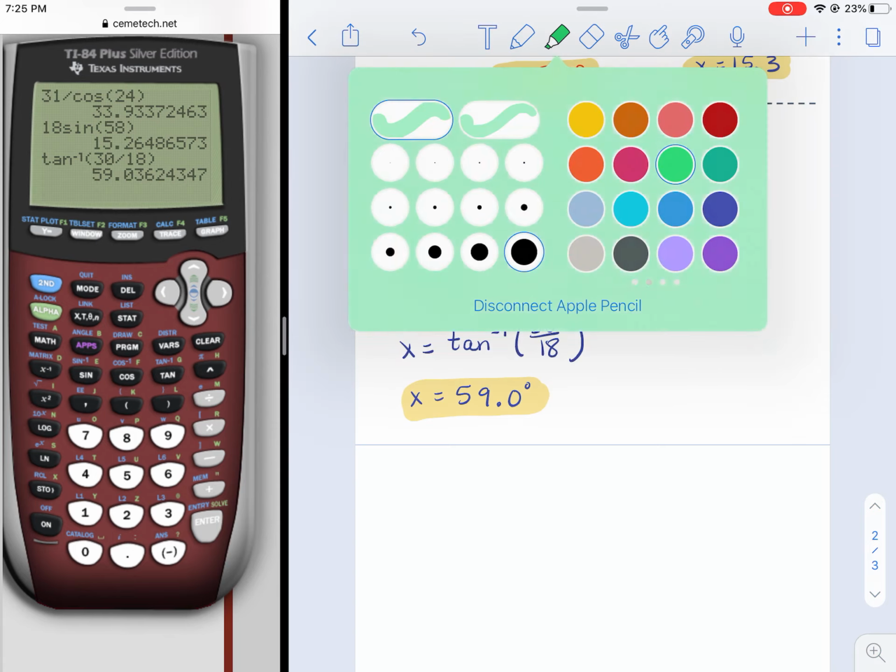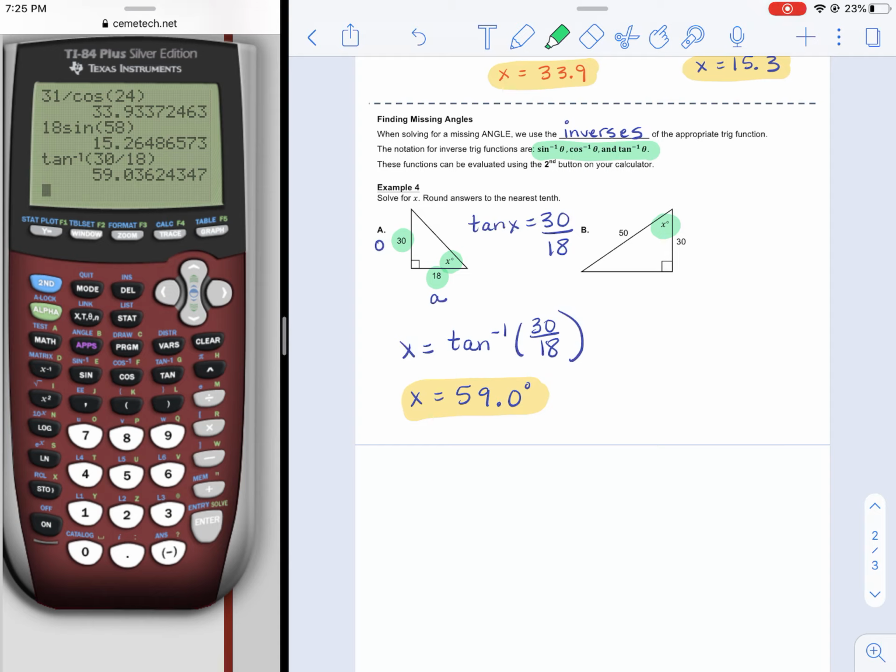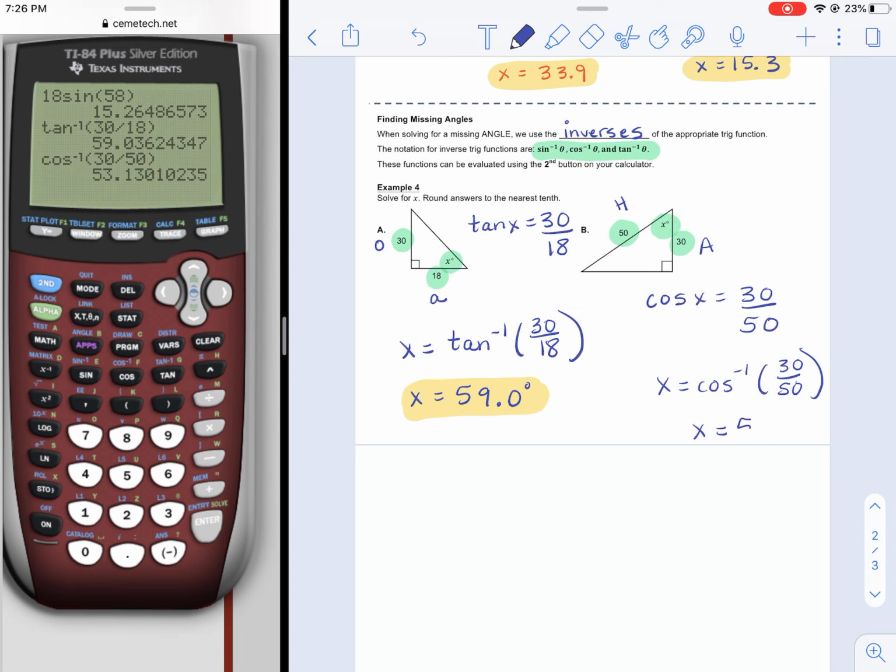All right, so for the last one, you can go ahead and try it, or you can stick with me. We're looking for this angle. We have the hypotenuse is 50 and the adjacent side is 30. So A and H, that's going to be the cosine. The cosine of X equals 30 over 50. If you feel stuck, remember, I'm looking for a missing angle. So all I have to do is second cosine of 30 over 50 in the calculator. And that will take you directly to your answer. And this angle measure is 53.1 degrees.